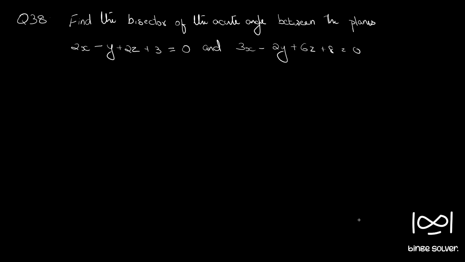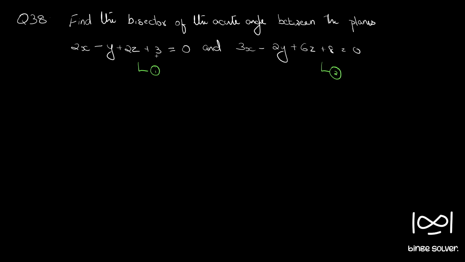Question number 38. Find the bisector of the acute angle between the planes 2x - y + 2z + 3 = 0 and 3x - 2y + 6z + 8 = 0. So we are to find the bisector of the acute angle. For that, the easiest way is to first check whether the origin lies in the acute angle or the obtuse angle. Let's call these equation 1 and equation 2.